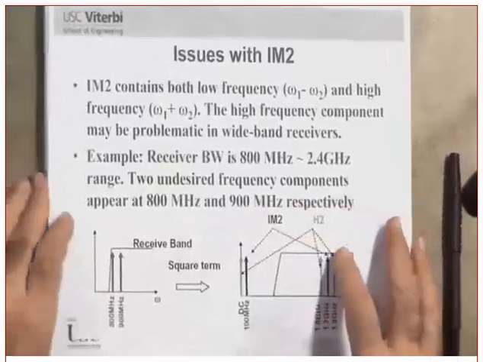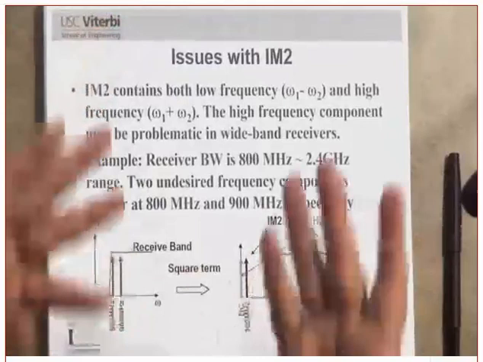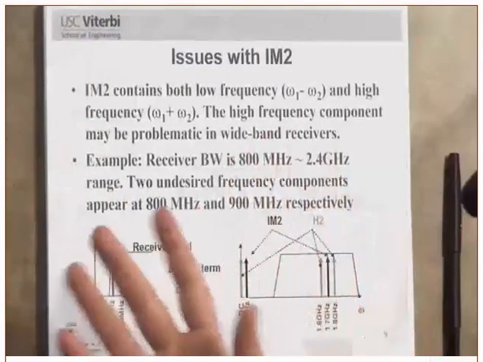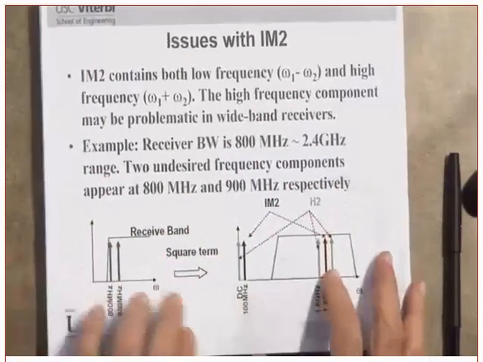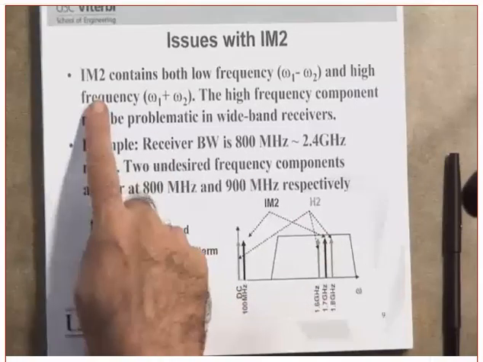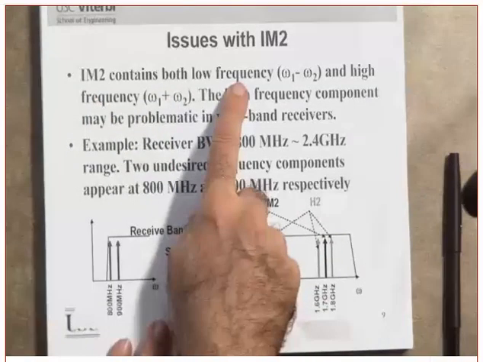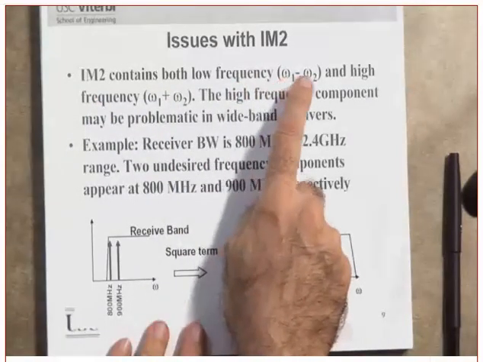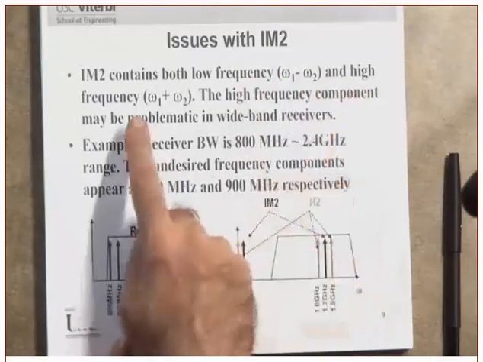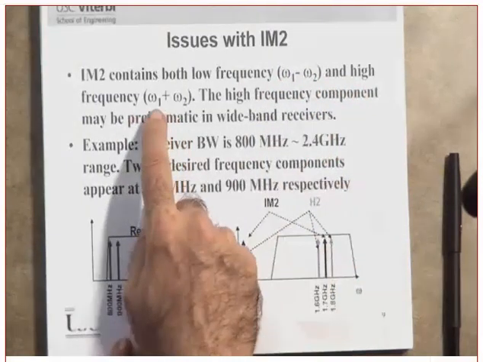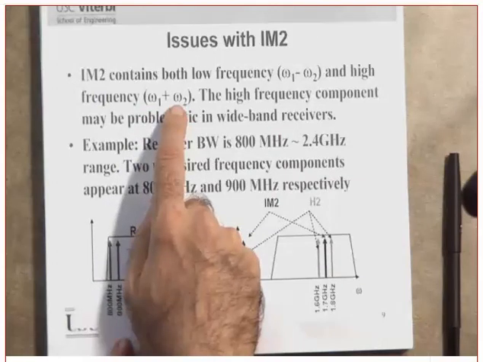What are the issues involved with the IM2? In other words, are the second order intermodulation components damaging? Let's see if you can follow me. IM2 contains both a low frequency, which is omega 1 minus omega 2, and a high frequency, which is omega 1 plus omega 2.